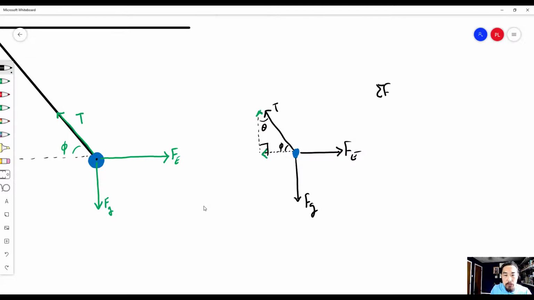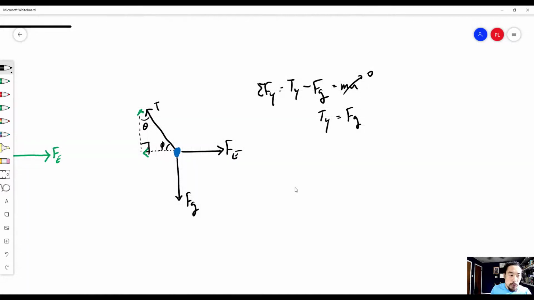We can say F of y is equal to Ty, positive because it's going up, minus F of g, right? And all of that is equal to ma. The cool thing is, for any kind of scenario, these are usually stationary, so the acceleration will be, in fact, 0. And so what it turns out to be is that the tension in the y-axis is simply equal to the weight of the object itself.